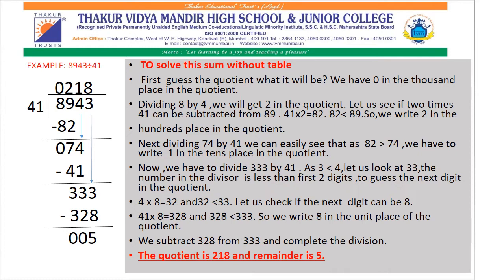For that we will multiply 8 with 41. The answer is 328 and this 328 is smaller than 333. So we can easily use that 8, 41 8s are 328, subtracted from 333. The answer is 5. Then is any next number there in the sum? No. So here we finish with the division. Is it easy? Yes, you can practice that, then it will be very easy for you. So here we finish our division with the answer, that is quotient 218 and remainder 5. Is it clear, children? Good.